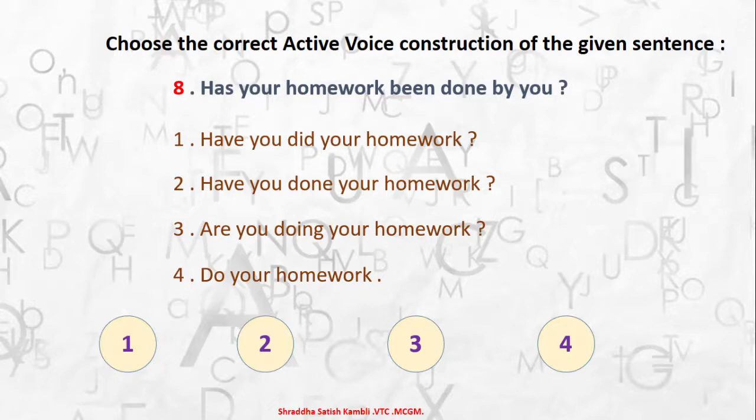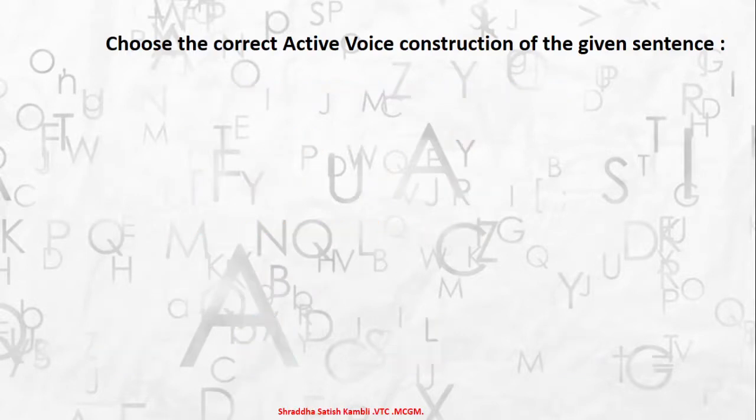Why? Because the question is actually a kind of a question. It is an interrogative sentence. Alright? Whereas the last one is not an interrogative sentence. It's an assertive sentence. So we will leave out the fourth option. Out of the remaining three, which one do you think is the right one? It is the second one. Have you done your homework? So this is the active voice. Has your homework been done by you? Is the passive voice.